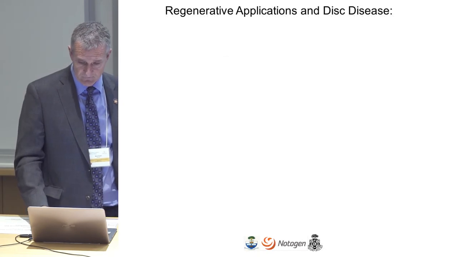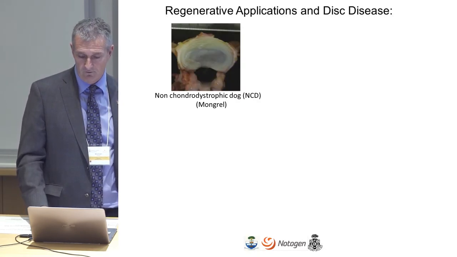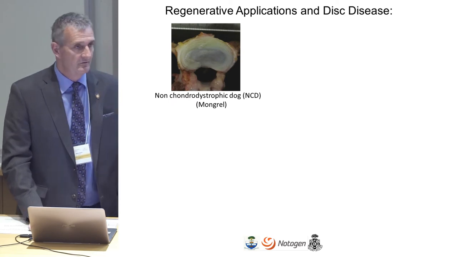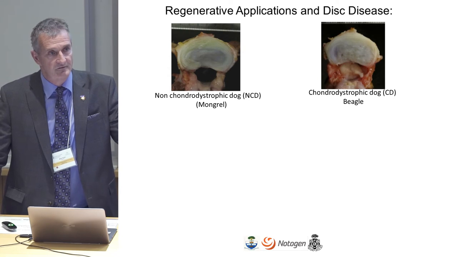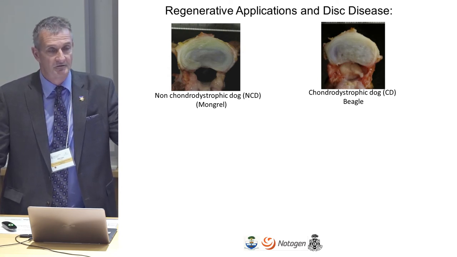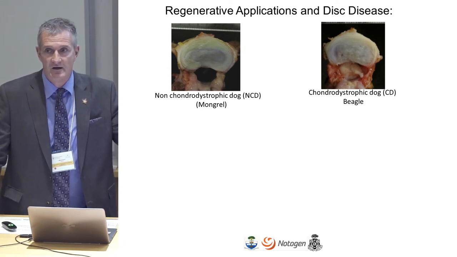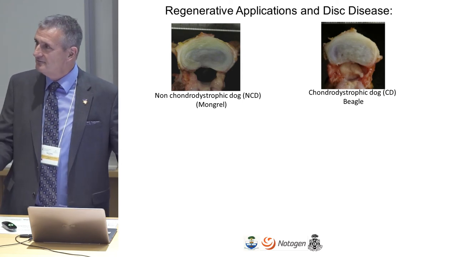So we thought, well, that's interesting. Well, how is that relevant to us? Well, we spent about 18 years now trying to figure out why it is that mongrel dogs never get disc disease and beagle dogs do. And so the dachshunds, poodles, shih tzus, and other terriers, and they're all dogs. So what's the difference?